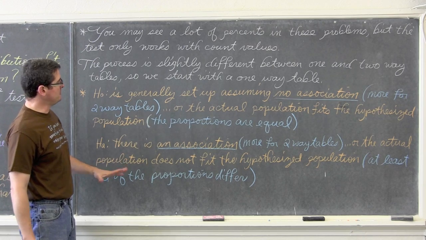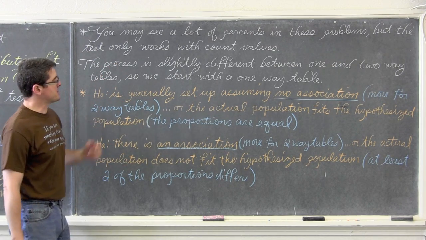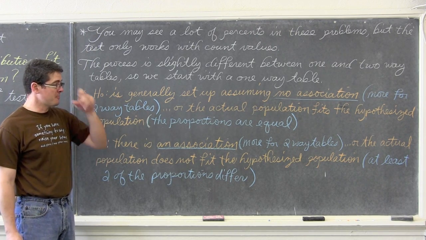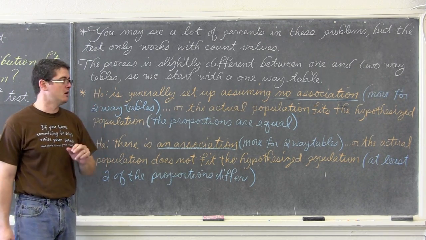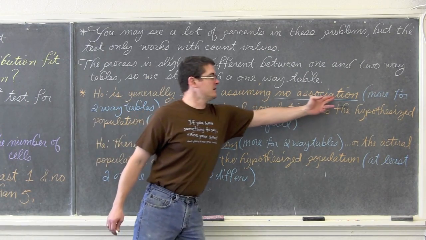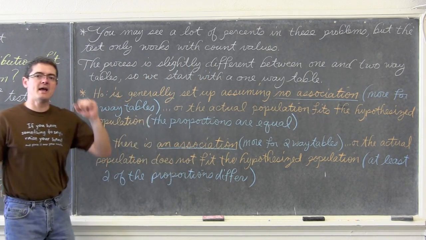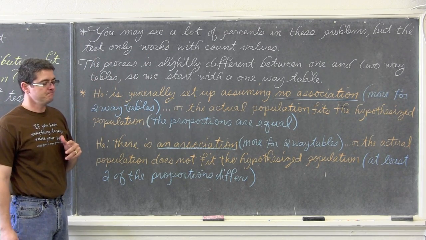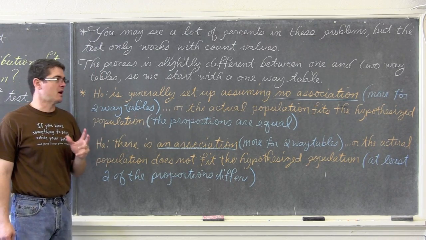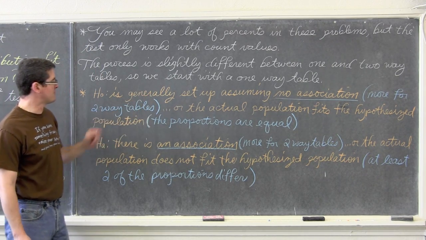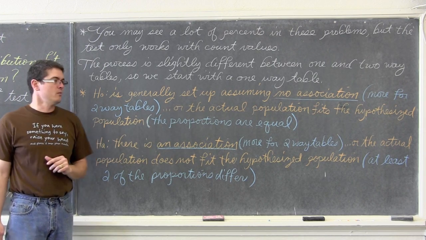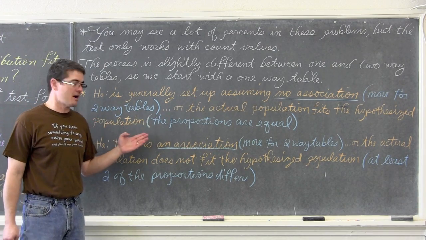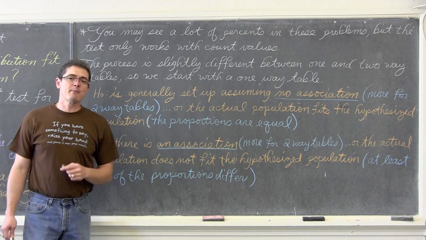Now, before we start the example, we do set up H sub O, assuming there's no association, and that kind of language is going to be appropriate for the first example that I do in this video, but it's really more for your two-way tables. Is variable A along the top of your table and variable B down the side of your table, are they related or not? Is there any association? So this language is a bit more for two-way tables, but it can still apply for a one-way table. Or, does your actual population fit the hypothesized population, or are the proportions equal if that's what you're looking at?